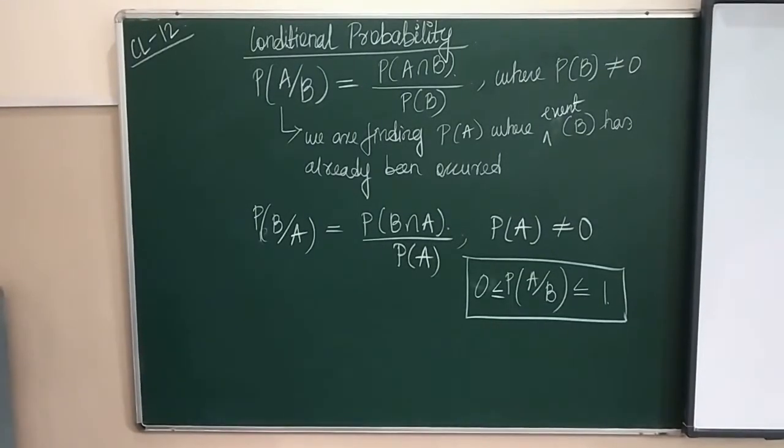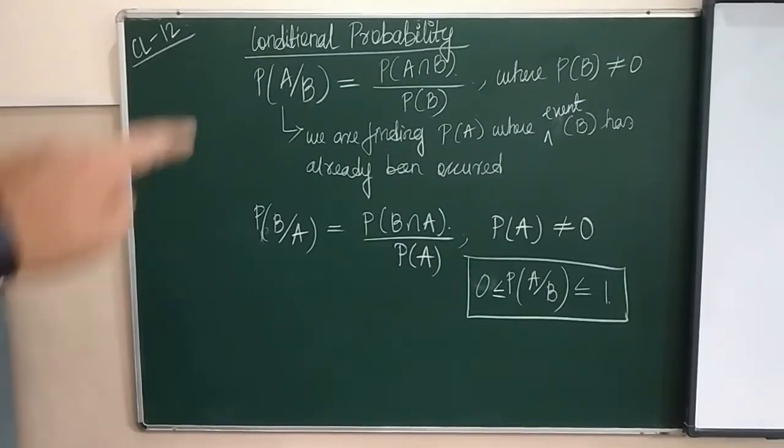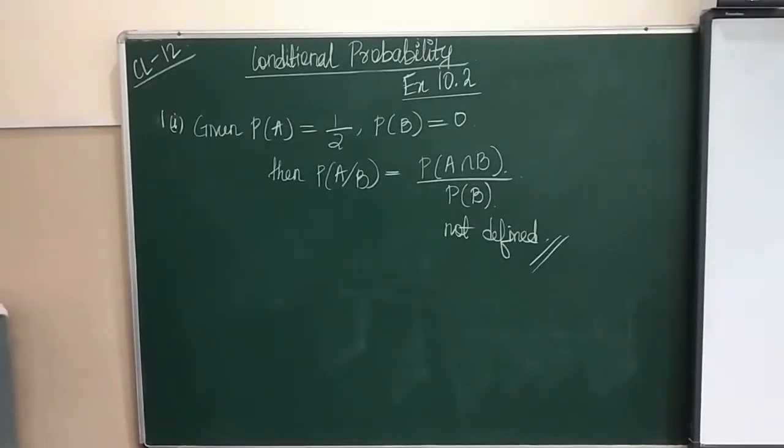Remember that the value for probability of A/B also lies between 0 and 1. It can be 0, or it can be 1, or it can be any value in between 0 and 1, but it cannot be greater than 1 or less than 0. Please do remember this formula properly. We have to use this in our exercise 10.2. So pause the video and note it down.